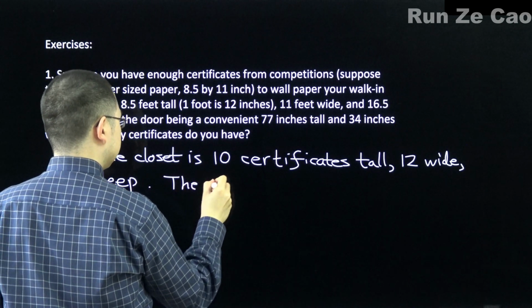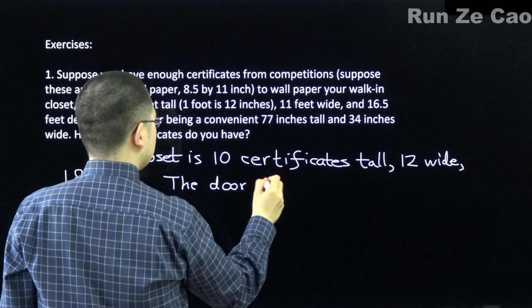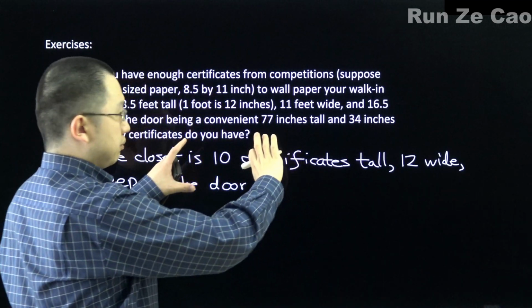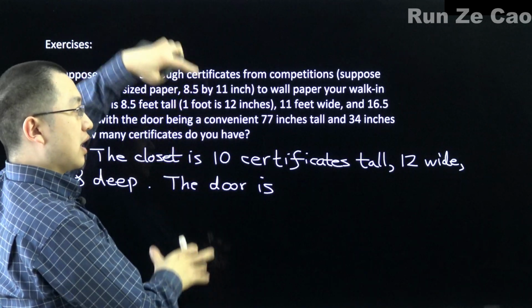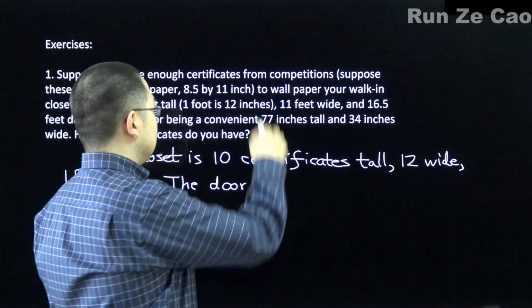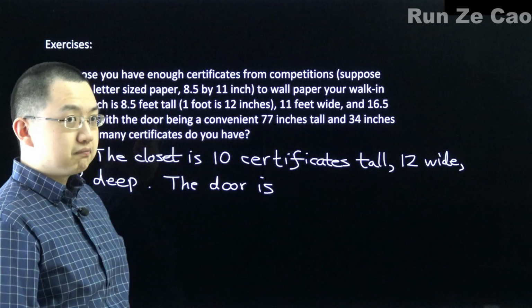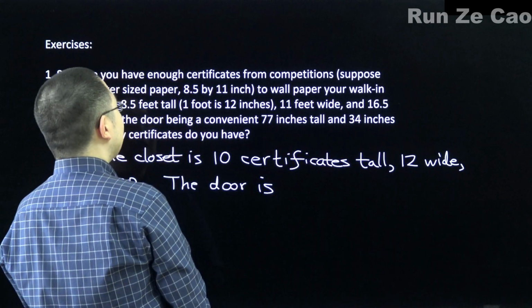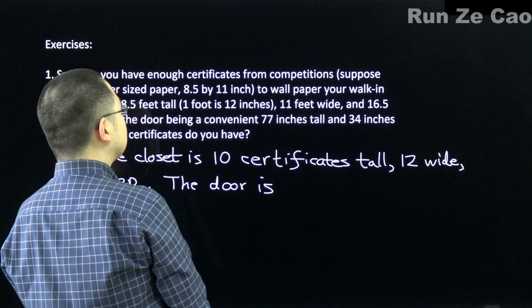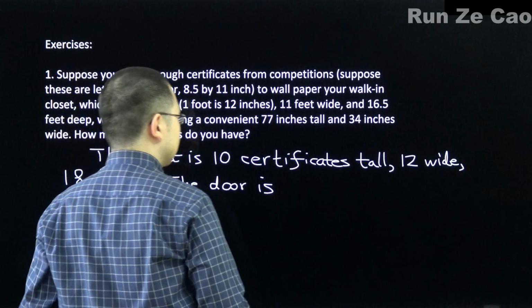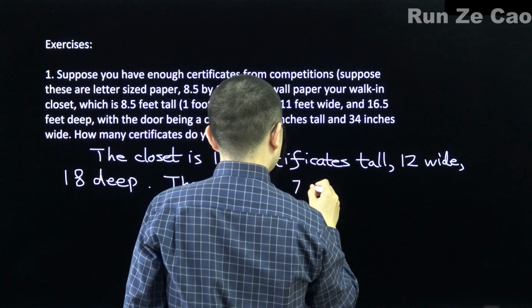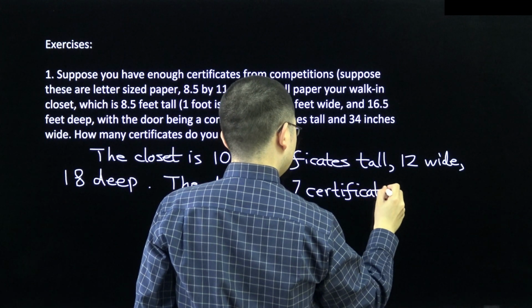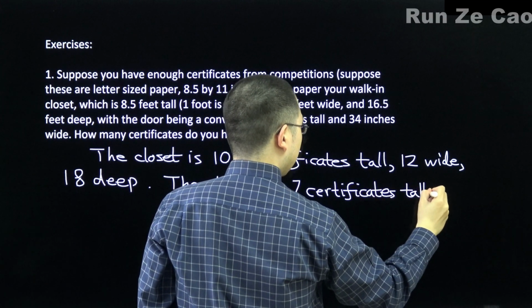The door is 77 inches tall. That means if we put all the certificates that are printed in portrait, i.e. vertically, we end up with 7 of them, and 34 inches. Oh, hey, what's 8.5 by 4? Oh, it's 34 inches. How convenient. So 7 certificates tall, and 4 wide.